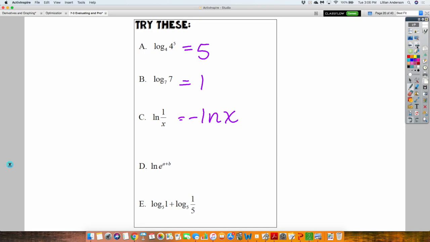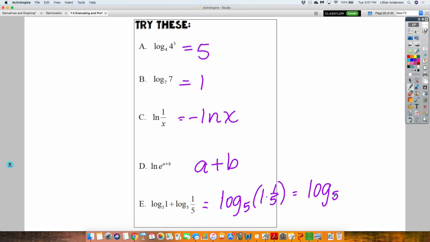All right. What about this one? ln of e to the a plus b is just a plus b. Anytime you see ln of e, that automatically cancels out and you're just left with whatever the exponent is, in this case a plus b. And now the last one. Log base 5 of 1 plus log base 5 of 1/5. You can condense these together. Because it's addition, you can use the multiplication rule to rewrite it as log base 5 of 1 times 1/5, which is just 1/5.